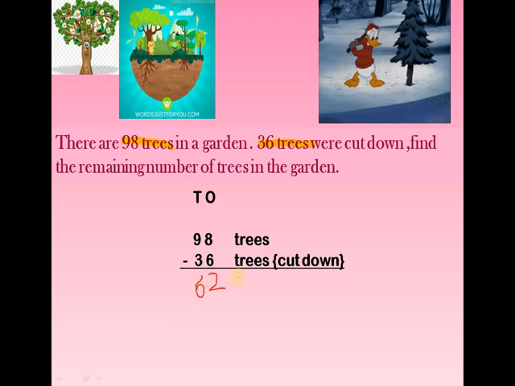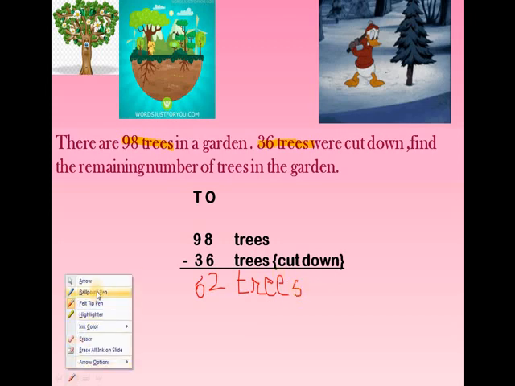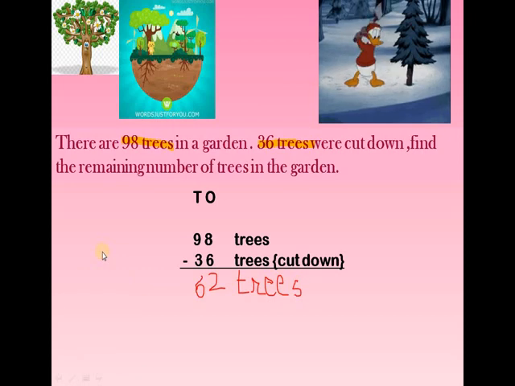So 62 trees is your answer here, which are uncut. Okay, which are left in the garden now. Only 62 trees are left in the garden now. Okay, let's move to the next example.